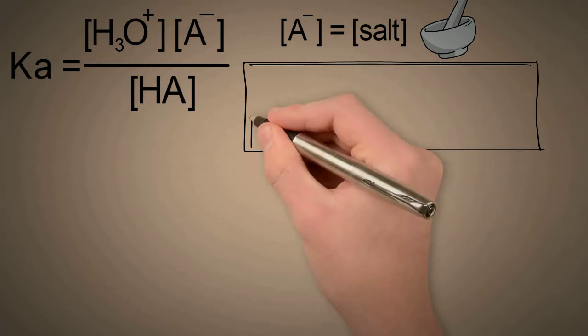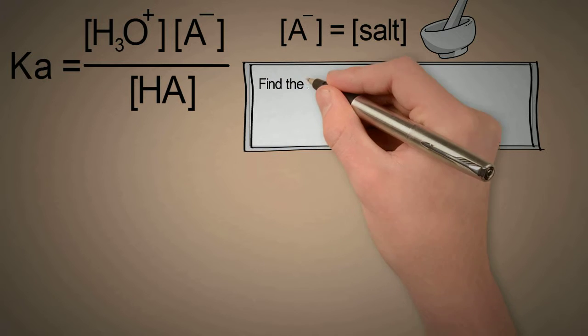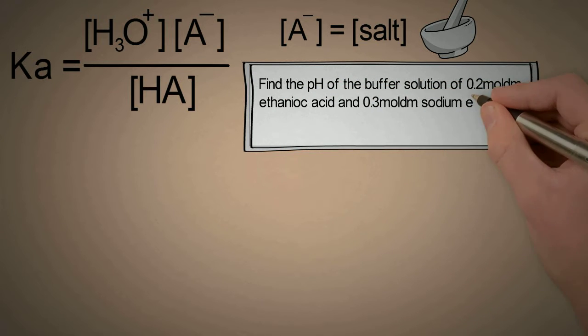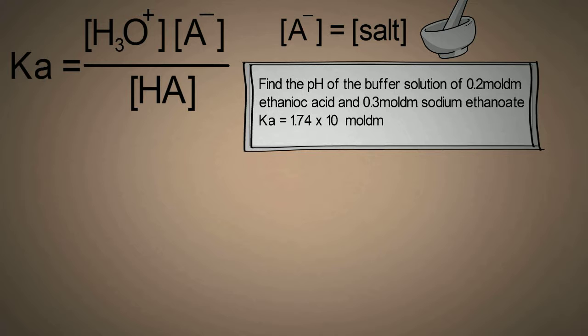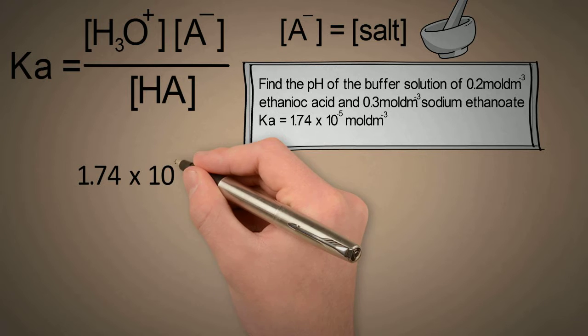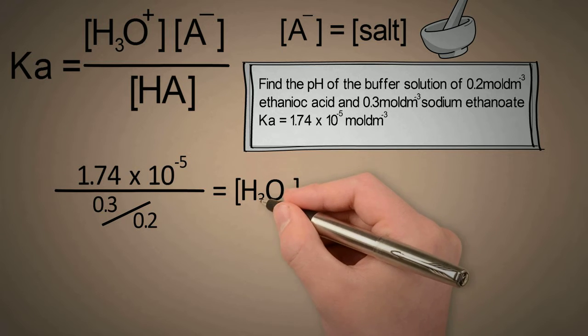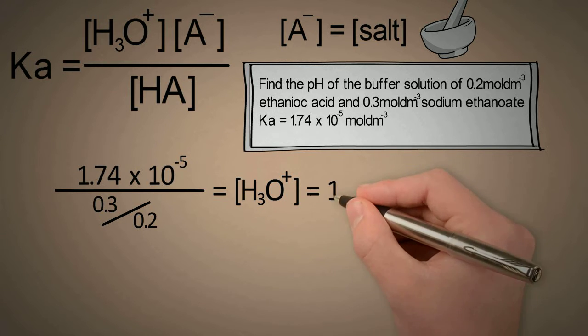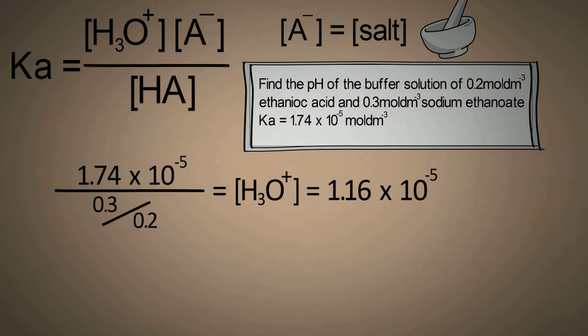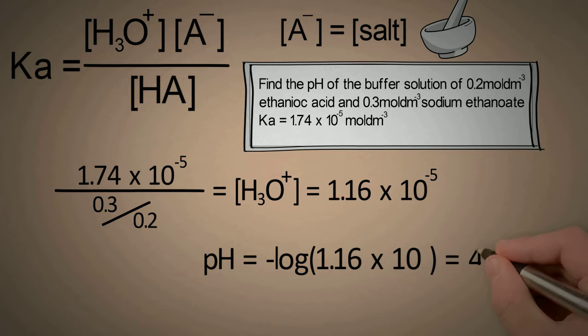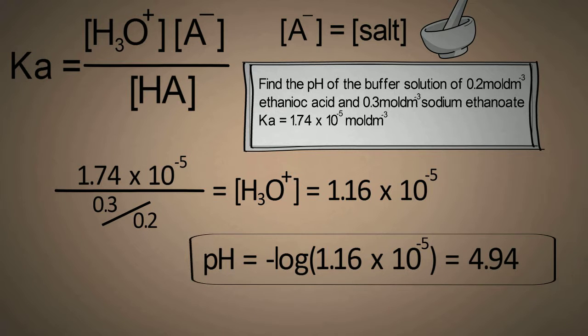So with an example question, we need to try and calculate the pH using 0.2 moles per decimeter cubed of ethanoic acid and 0.3 of sodium ethanoate. This is the salt. And we can go about it by rearranging our equation to have Ka divided by the salt over the acid. This will give us the concentration of the protons. And this is equal to 1.16 times 10 to the minus 5. And to get to the pH, we just use the minus log formula to get 4.94. And that is the buffer pH questions.